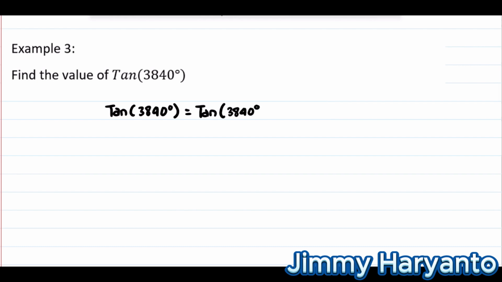We find the number that is a multiplication of 360 that is the closest to 3840. I think it will be 10 times 360 degrees. Am I right? Because it's 3600. That means you will have 240 degrees as the result, and 240 degrees is already in our quadrant.